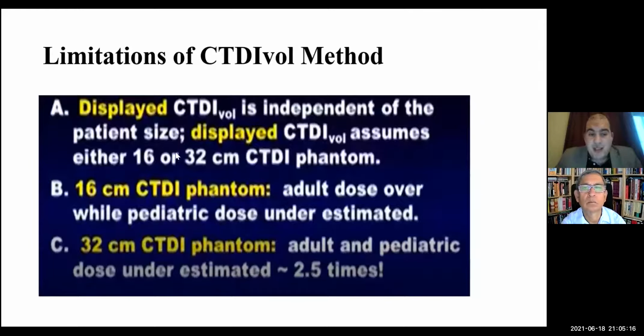Displayed CTDI volume assumes either a 16 or 32 centimeter phantom. If I use the 16 centimeter phantom, adult dose, which needs the 32 centimeter phantom, will be overestimated, while pediatric dose will be underestimated, okay? For the 32 centimeter CTDI phantom, adult and pediatric dose will be underestimated, okay? So you have to take care of this point.